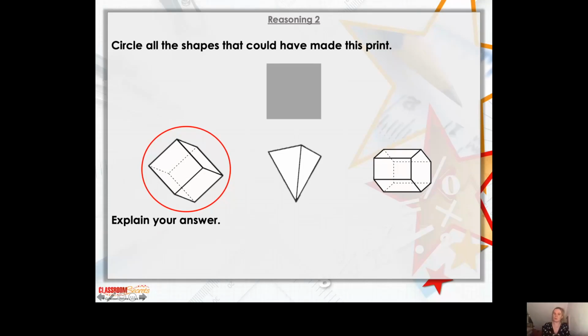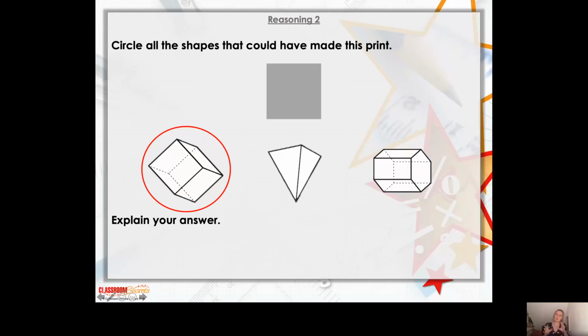Now, I would like you to pause the video and have a look at the pyramid. And we've also got a hexagonal prism, which we haven't learnt today, but you can see the shape of the flat face, so you'll be able to know if it made that print. Could you pause the video and see if you can work out whether these 2 shapes could have made the print here? Okay, Year 2.